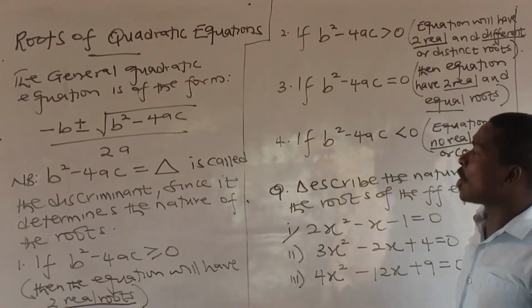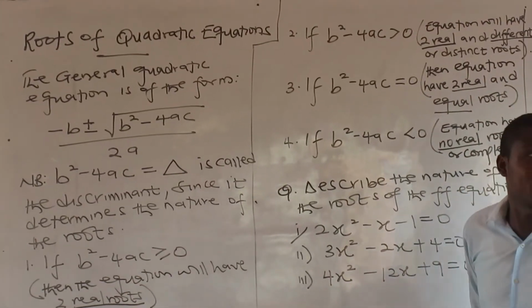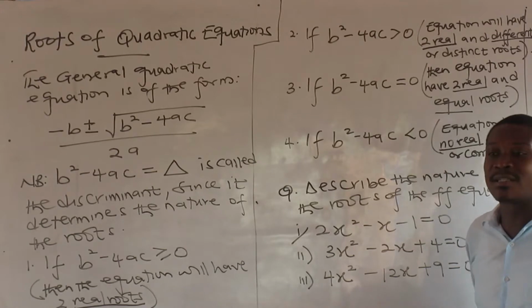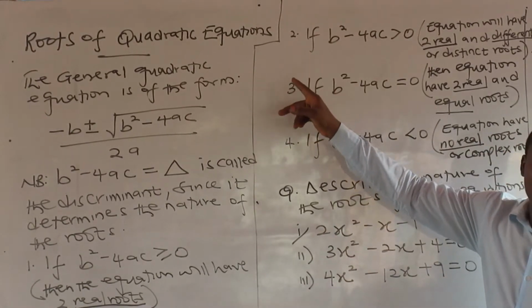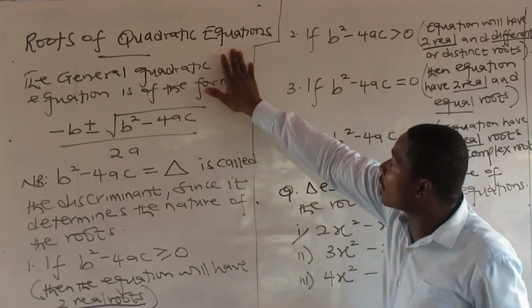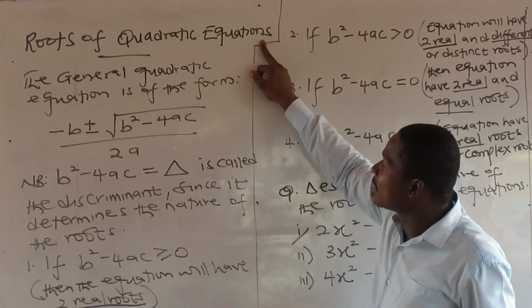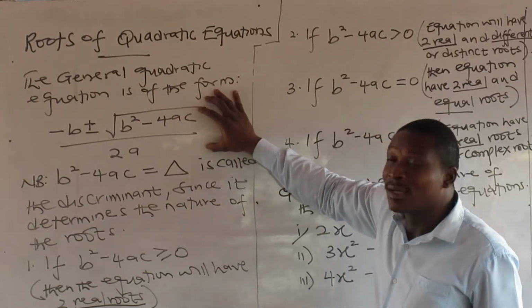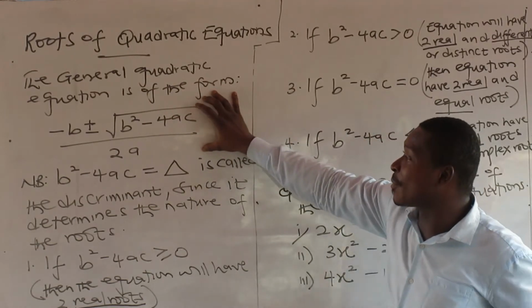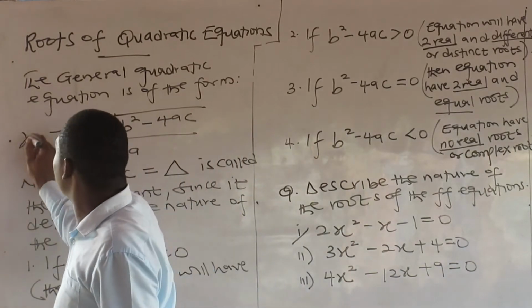So we are still on our quadratic functions, further mathematics, and roots of quadratic equations. That's the next subtopic, roots of quadratic equations. Now there is a general quadratic equation formula, sometimes called the almighty formula.